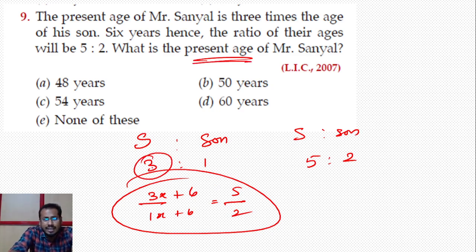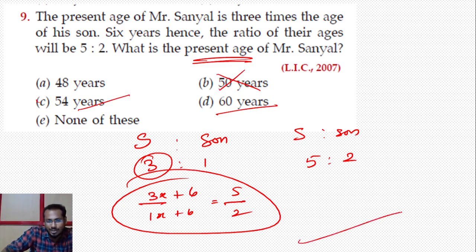One more thing: Sanyal's present age is 3 times his son's, so his age will be a multiple of 3. You can check only the multiples of 3 in the answers. No need to check 50, it will not work. 48 may be possible, and the remaining 3 numbers are also multiples of 3. So better you solve this. If only one option is a multiple of 3, you can directly take that answer. That's how you can check the answers.